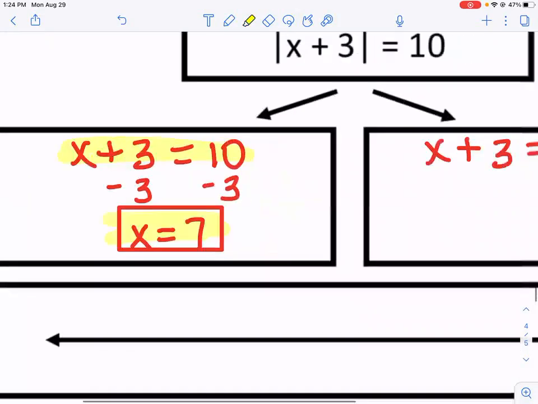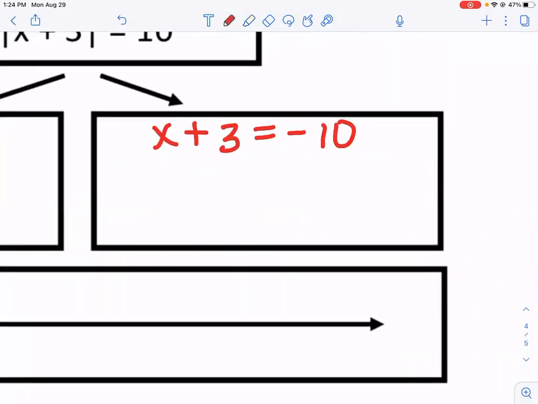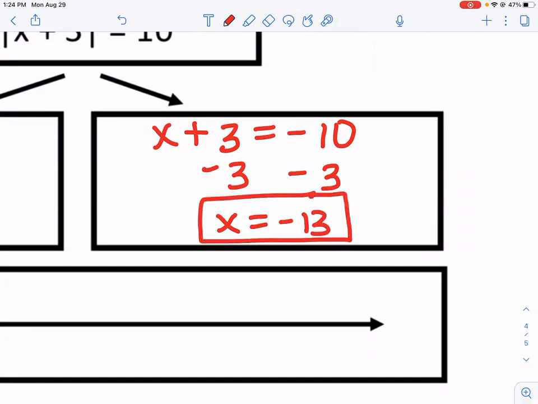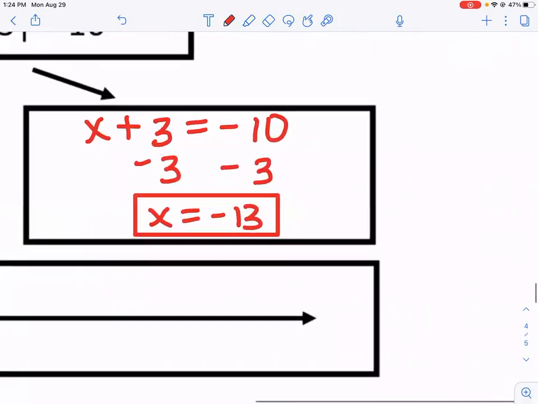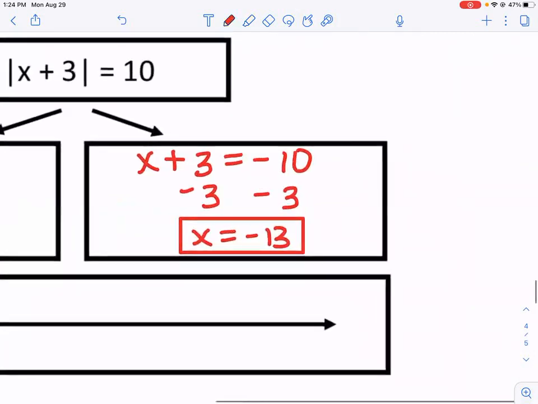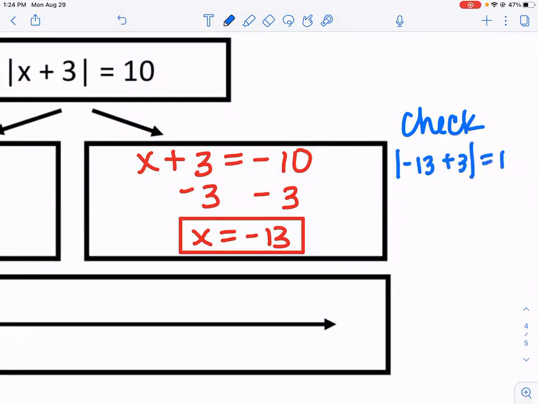Okay, now we have x plus 3 equals -10. This time when we subtract 3, we get -13. Okay. Check. Is the absolute value of -13 plus 3 equal to 10? Yes. Yeah, we're good.